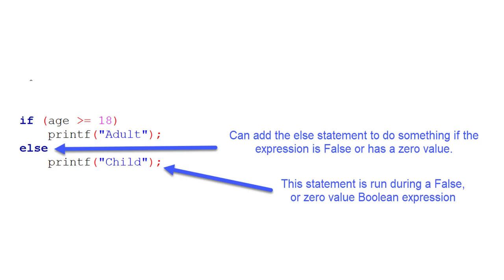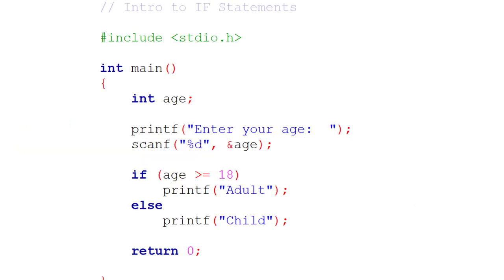So if we were to put this into a program and we were to ask a person's age, then we can do an if statement like this that says, if age is greater than or equal to 18, print adult. Otherwise, print child. So let's see what it looks like in a program.